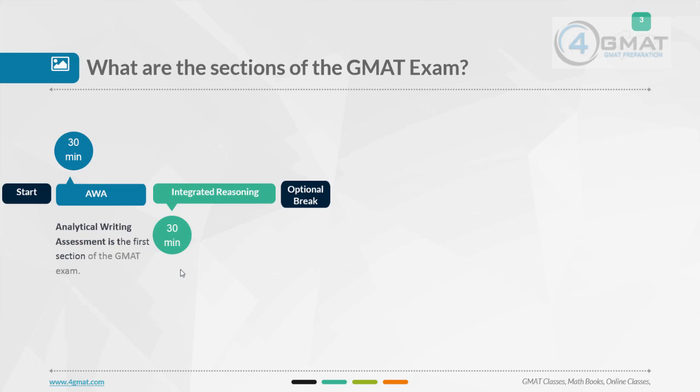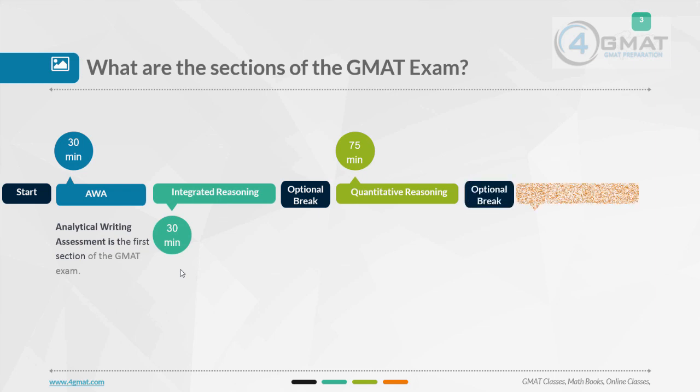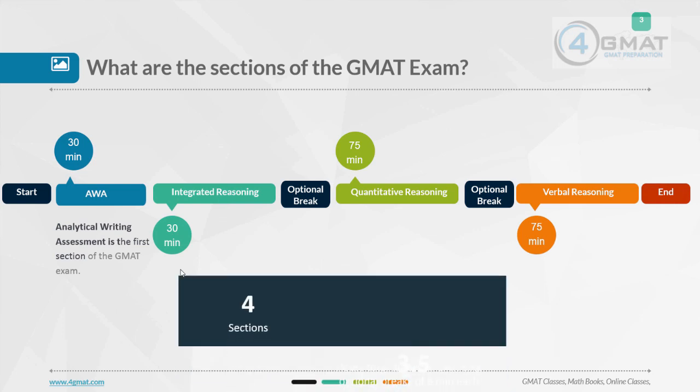The first section, AWA, is the only section where you write something. The integrated reasoning section is a multiple choice question type section. The third section is the quantitative reasoning. It's for a duration of 1 hour and 15 minutes. At the end of this section too, you can take an optional break for 8 minutes. And finally, you have the verbal section. That's for a duration of 75 minutes too. So the test ends with the verbal section. You have a total of 4 sections, and the duration of the test is 3.5 hours, excluding the two 8-minute breaks that you can take.